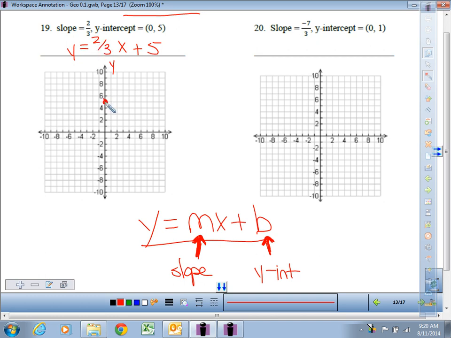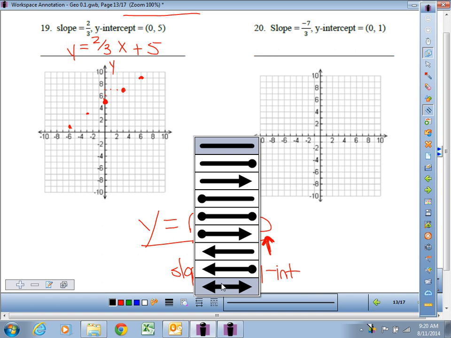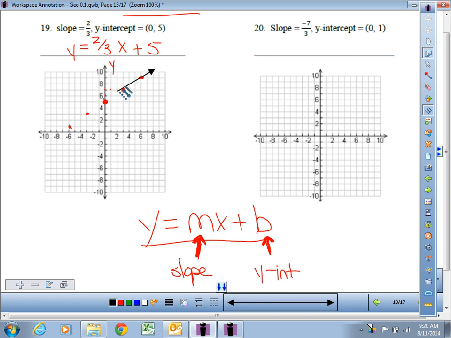So from this y-intercept, I'm going to rise 2, and I'm going to run 3. Now, I like to do several of those just so I get a good picture of what that graph is going to look like. And then what you need to do is take your straight edge and go ahead and draw that line right through there. Nice, neat, and pretty. Extend the graph the entire distance through your plane that you have.